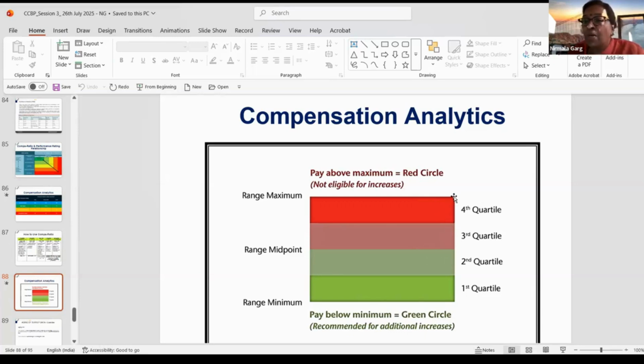It all depends on what kind of structure you have, narrow banding or broad banding, because narrow banding means every 2, 3 years, based on seniority, you are pushing people up, irrespective of whether there is higher responsibility or not.